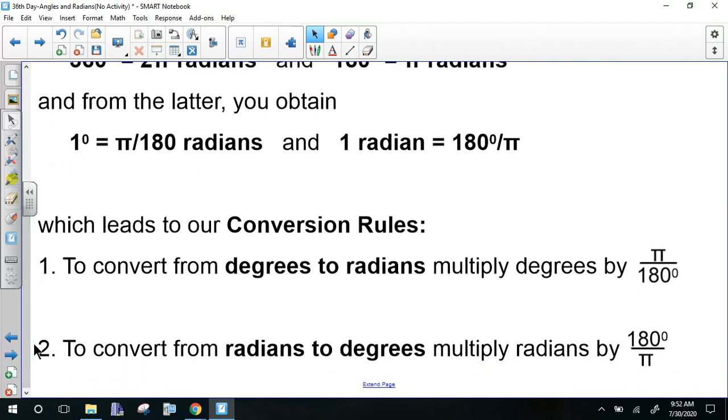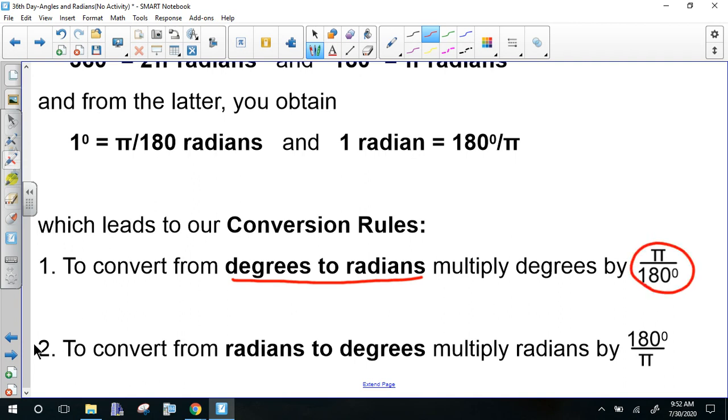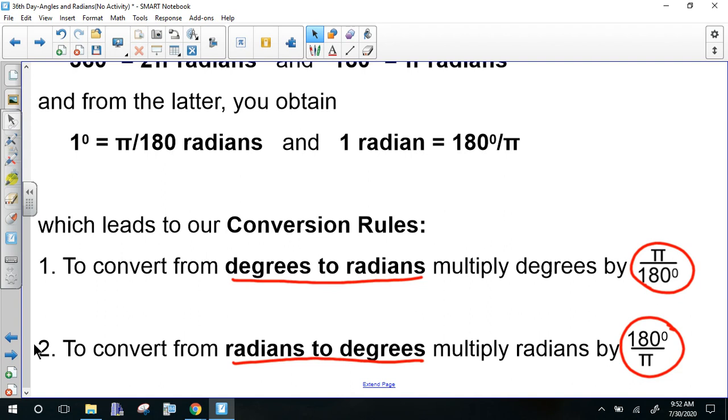So here's our 2 rules when we're going to convert between radians and degrees. If you want to go from degrees to radians, you multiply the degrees by pi over 180. If you want to go from radians to degrees, you multiply radians by 180 over pi. Those are the 2 rules. Make sure you have those somewhere to use. Write them down.